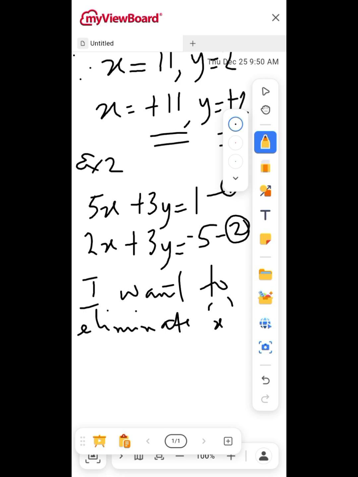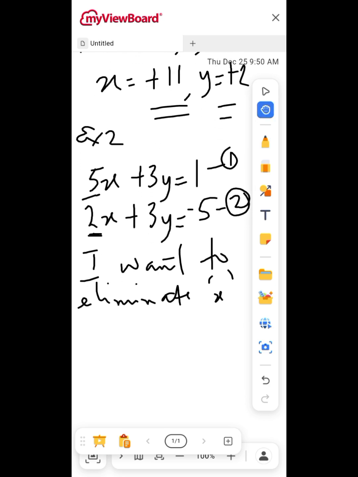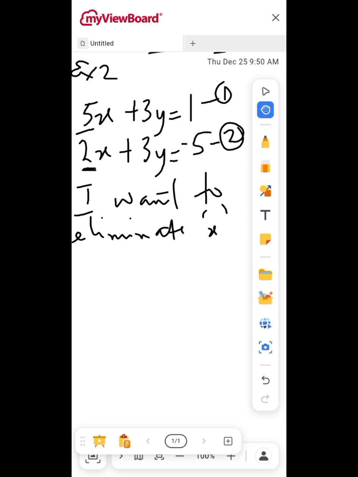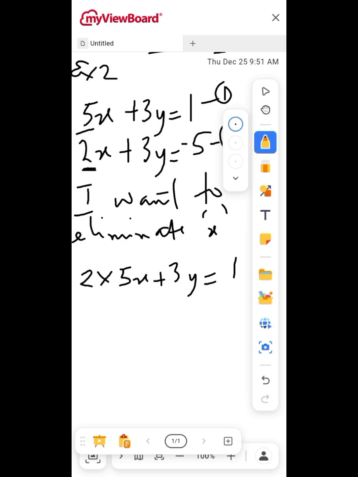So if you look at equation 1 and 2, you will discover that the coefficient of x here is 5, while the coefficient of x here is 2. So we have to do something to ensure that their coefficients are the same. So you multiply by a certain number. Equation 1, I can multiply by 2, so that 2 will multiply the whole of 5x plus 3y equals 1, and my equation 2, 5 will multiply it.